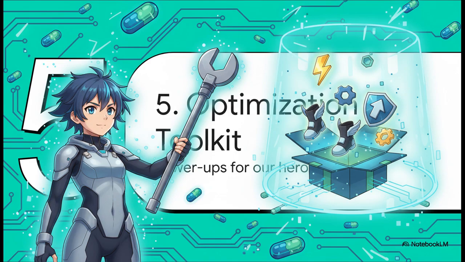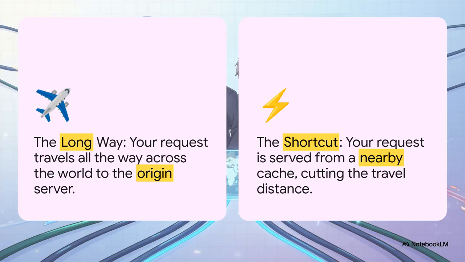Okay, so once the bottlenecks are found, it's time to equip our hero for success. This is where the real magic of web optimization comes in. Engineers have this whole toolkit of power-ups they can use to make that packet's journey faster, smoother, and just way more efficient. Now, one of the most powerful tools in the box is the Content Delivery Network, or CDN.